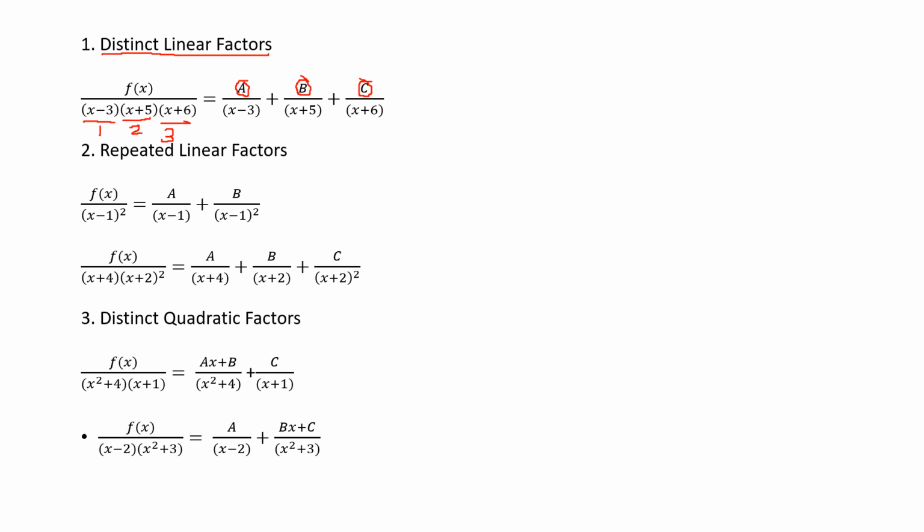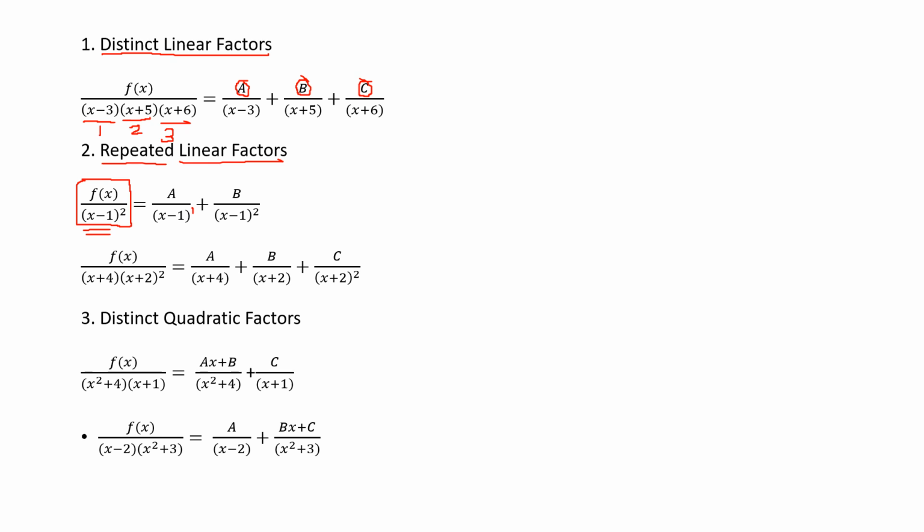Sometimes we have repeated linear factors. Say, for example, I have some function in the numerator, let us say f of x, over a repeated linear factor x minus 1 the whole power 2. Then I can say a divided by x minus 1 to the power 1. We have to begin with the least power of the given factor, then b over x minus 1 the whole power 2.